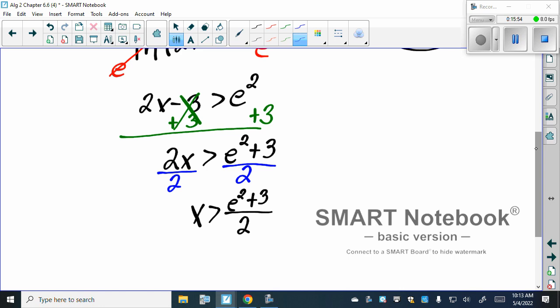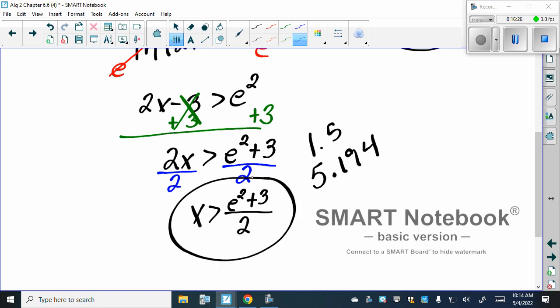If we wanted to check it, we could type this into a calculator, e squared plus 3, divided by 2. So as an actual approximate number, this is 5.194. 3 over 2 is 1.5. So this is already bigger than that number, yes? And it's only concluding the numbers that are bigger than 5.19. So is there any way we can get a negative inside this here? No. So that's our answer.